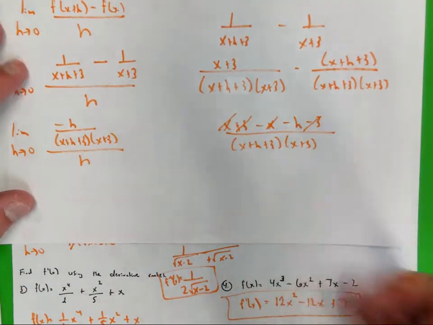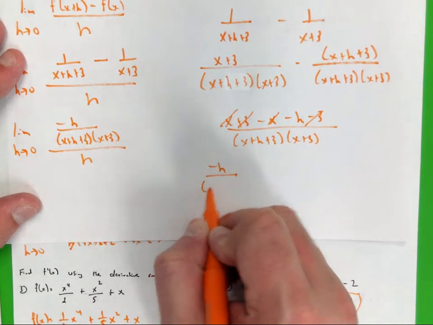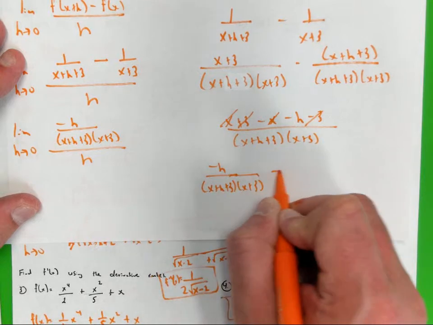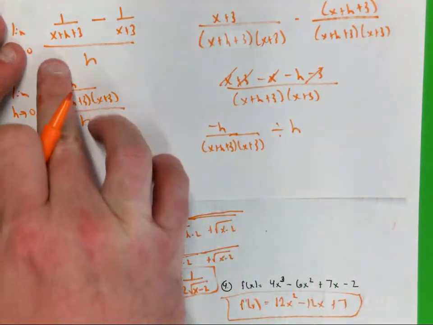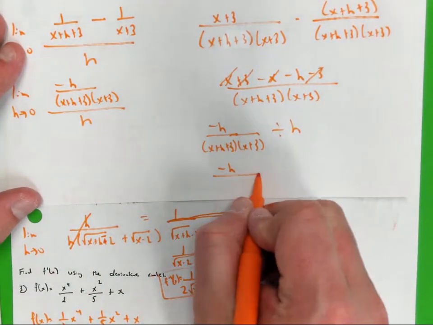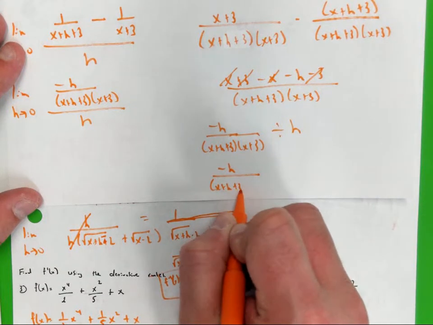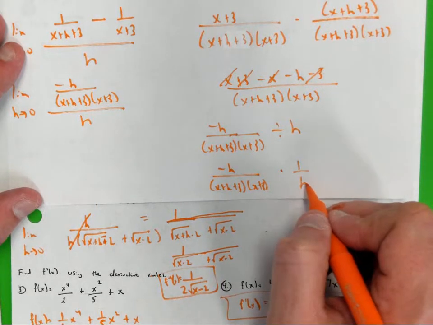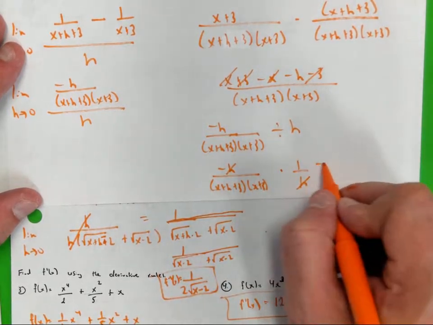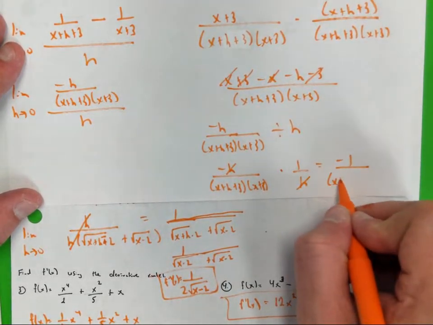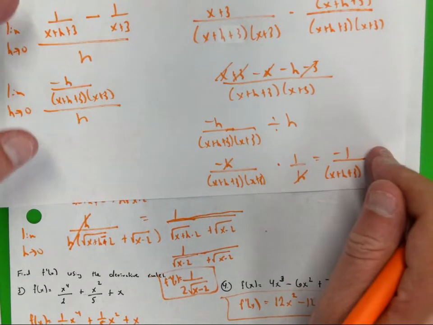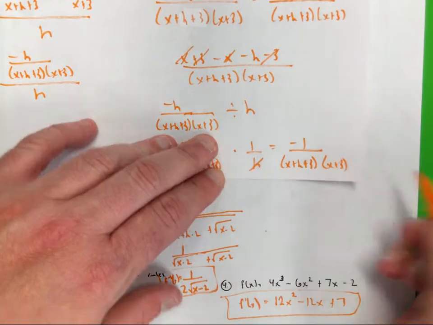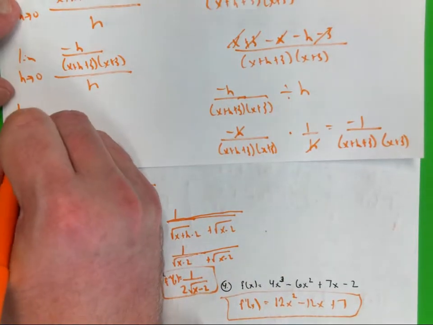I'm going to write out what that means right here. That means this divided by h. Flip it, what happens to the h's? And I'm just left with negative 1 over x plus h plus 3 and x plus 3. So I go back to my original problem.